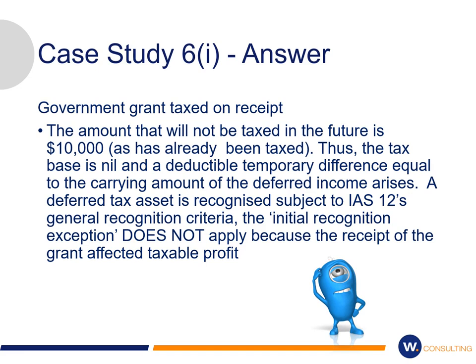It's recognized subject to IAS 12's general recognition criteria, which we've not mentioned so far, that for a deferred tax asset, you don't just recognize an asset, you need to recognize an asset only to the extent that it can be recoverable in future periods. The initial recognition exception does not apply. Again, we're going to look at that because the receipt of the grant affected our taxable profit.